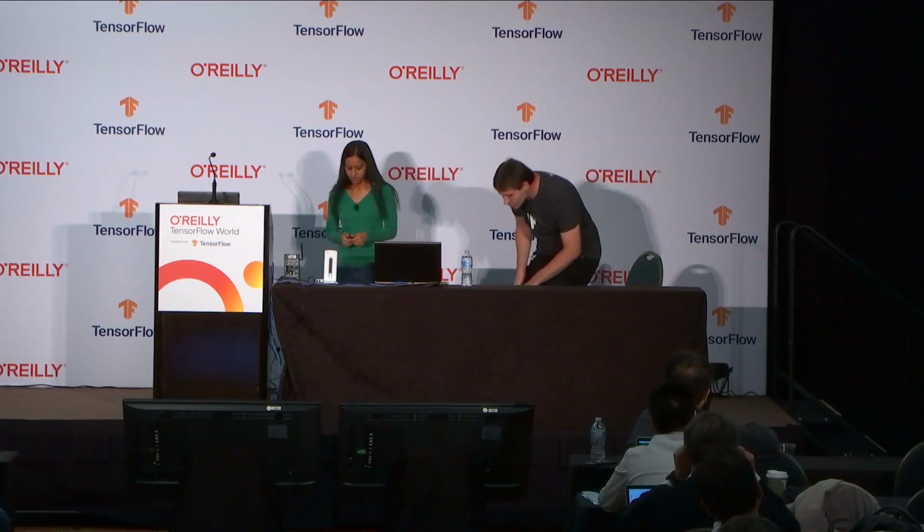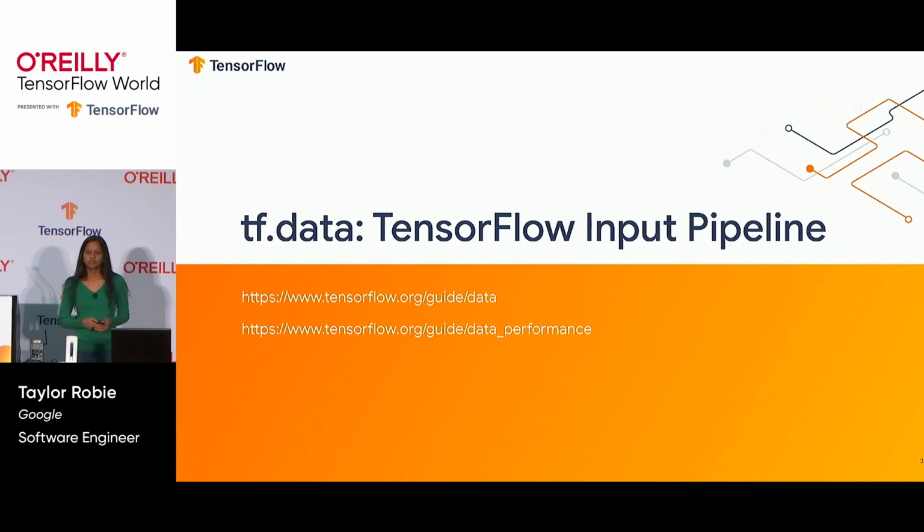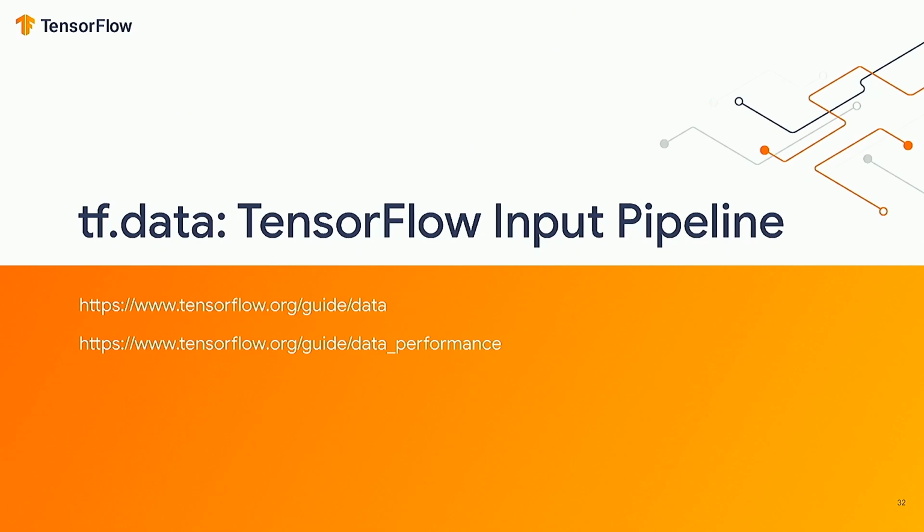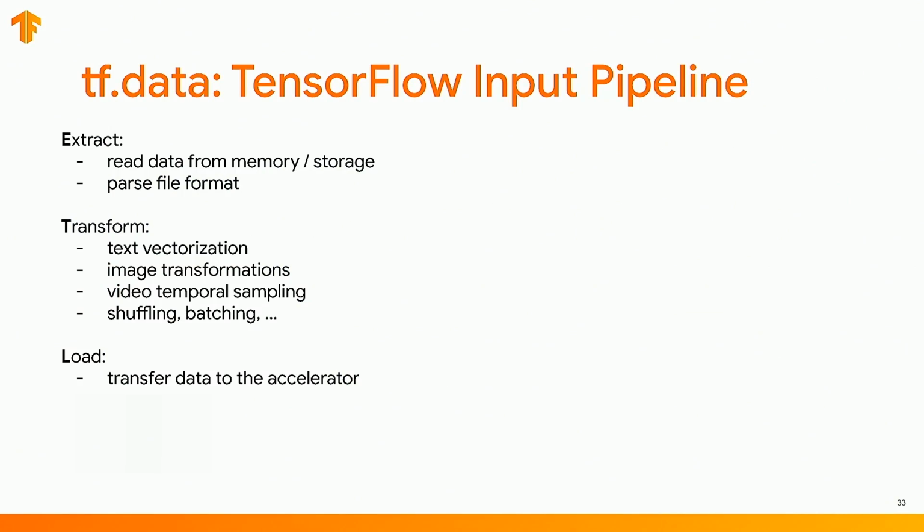Thanks, Taylor. As Taylor just showed us, writing your own input pipeline in Python to read data and transform it can be pretty inefficient. TensorFlow provides the tf.data API to allow you to easily build performant and scalable input pipelines. You can think of the tf.data input pipeline as an ETL process. The first stage is the extract stage, where we read the data from, let's say, network storage or from your local disk, and then you potentially are parsing the file format.